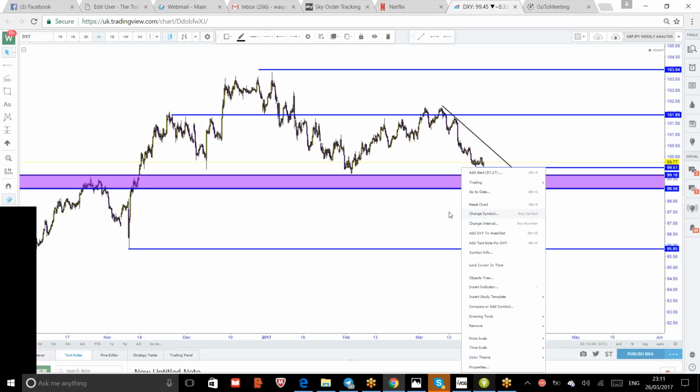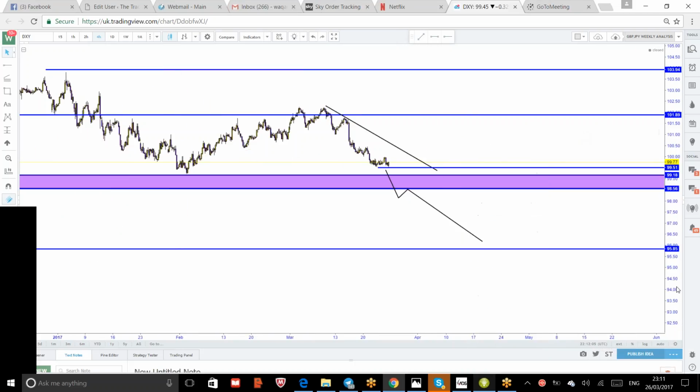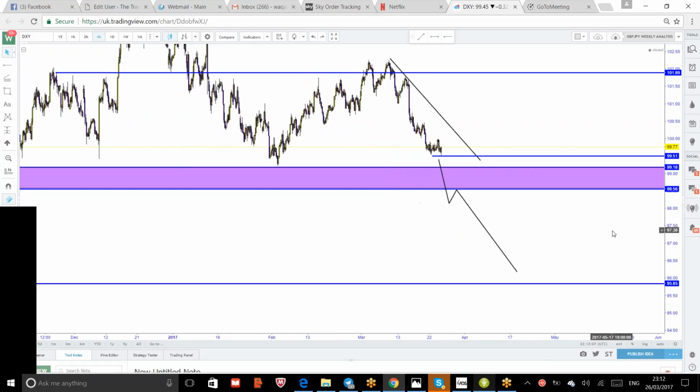Okay guys, that's fine. So everybody understand the US dollar situation, what we're looking for in the US dollar. If everybody understands, please move on. Let's move on to the next pair.